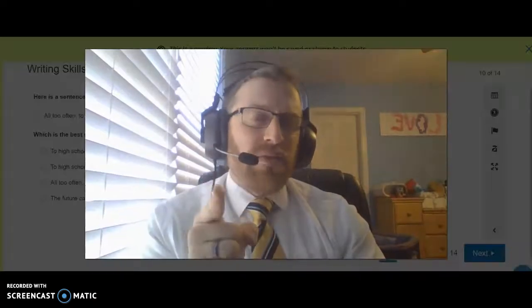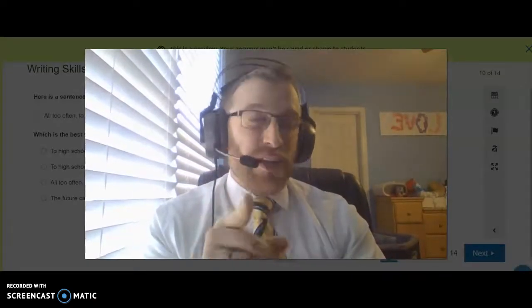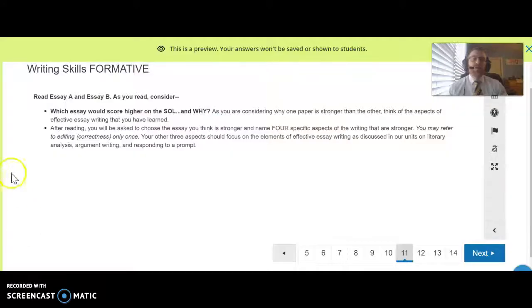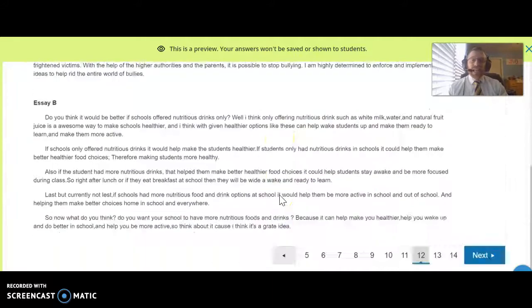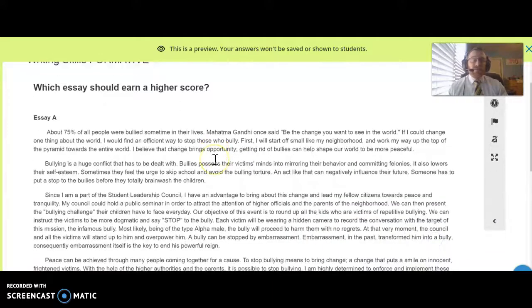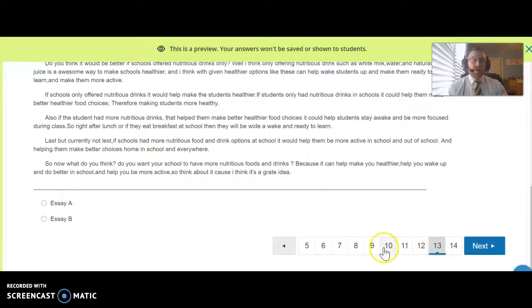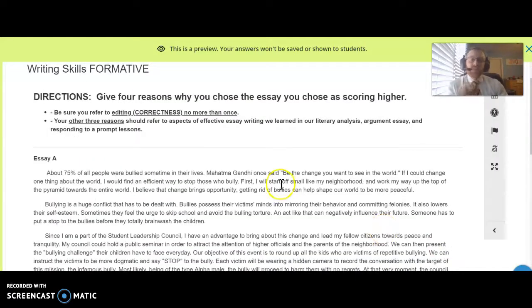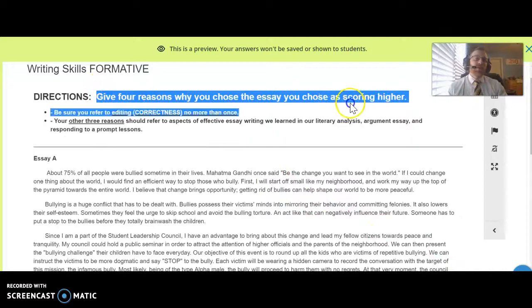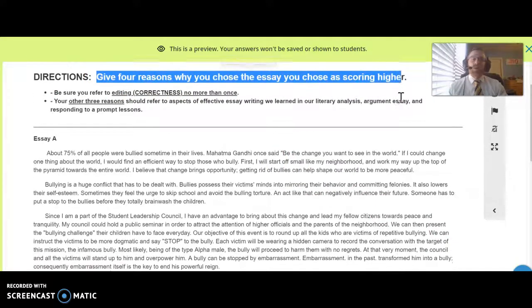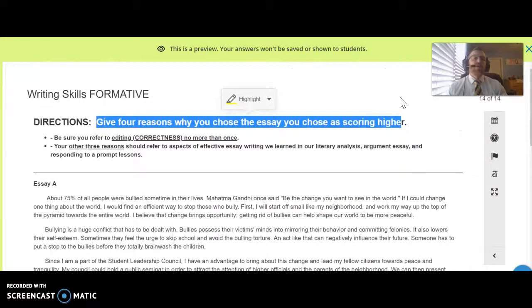So here's the second half of the assessment today, and this has to do with writing prompts. We're going to give you 2 essays, Essay A and Essay B. While you read them, we want you to be thinking about which paper is stronger than the other. After you're done reading them, you have to figure out which one's stronger, and you have to tell us why. So Essay A, Essay B. This question's easy: which one's stronger? But then question 14, this is important. Give us 4 reasons why you chose either Essay A or Essay B as stronger than the other.